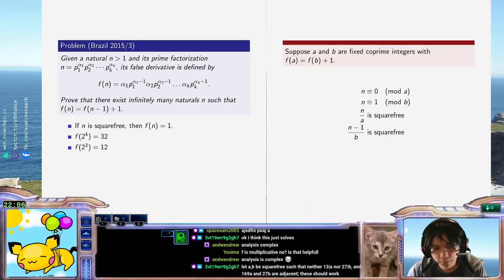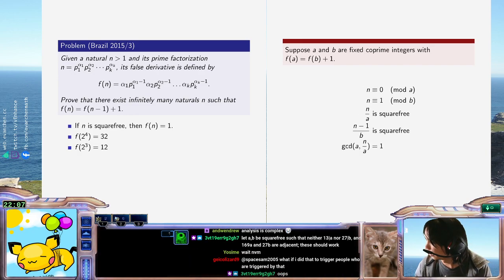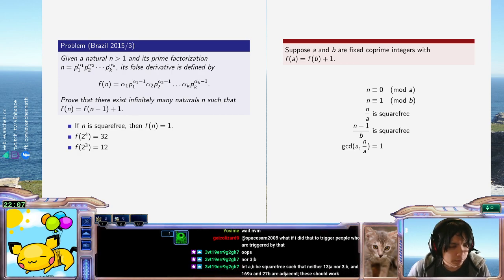And I guess I also want the GCD of A with n over A to be 1. So this is vaguely the idea I want. If this is true, then I can get things to work pretty well.